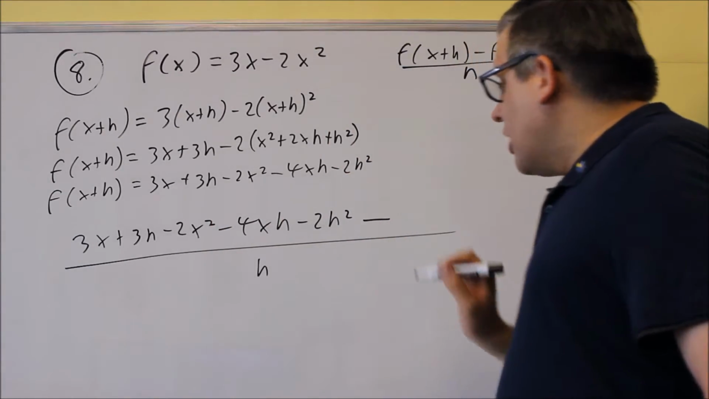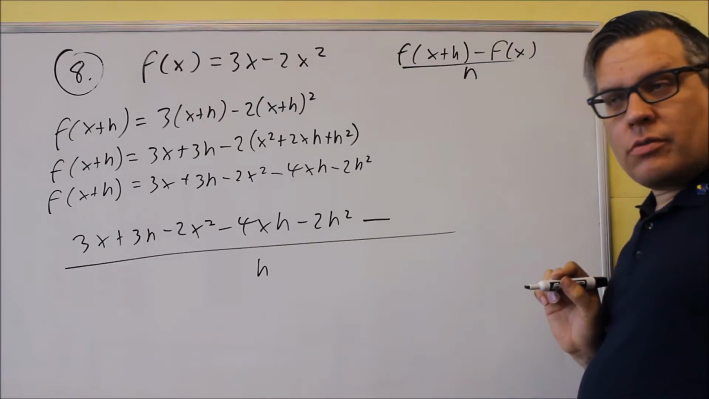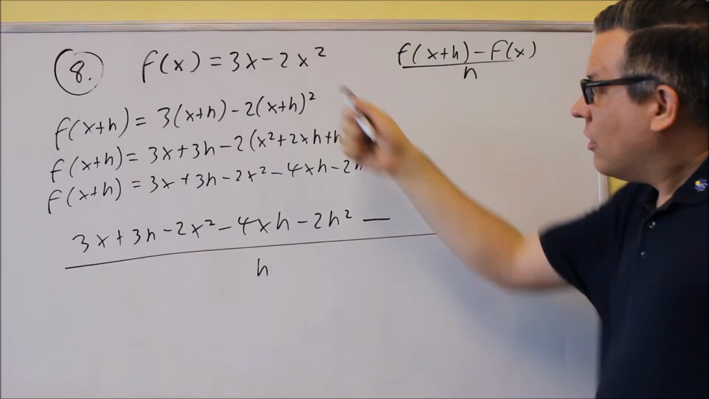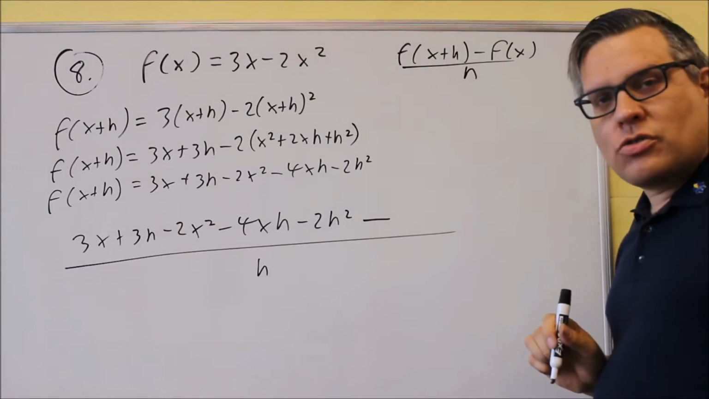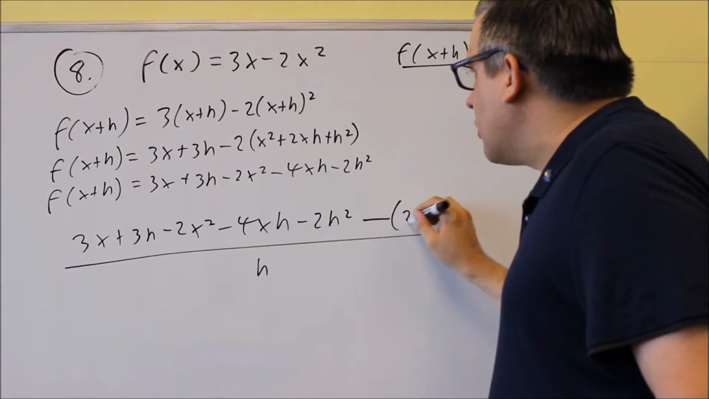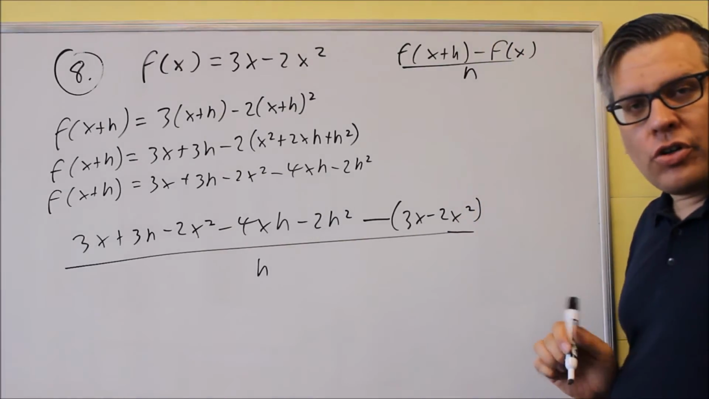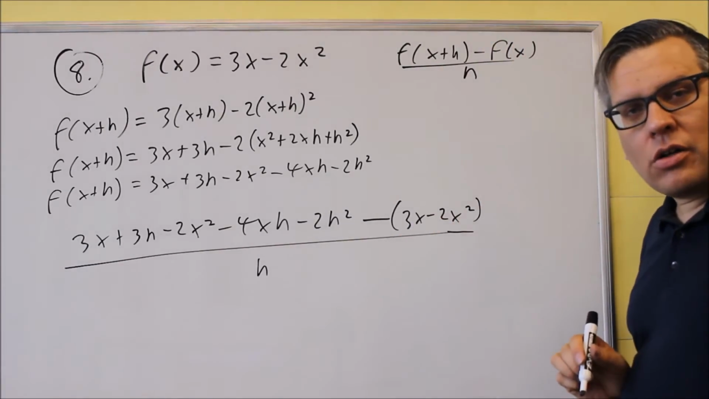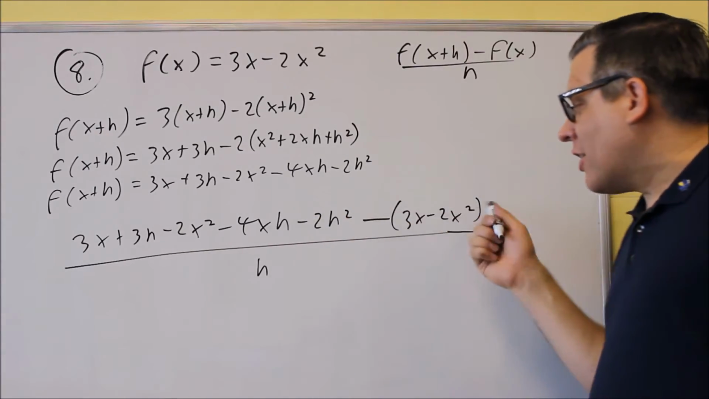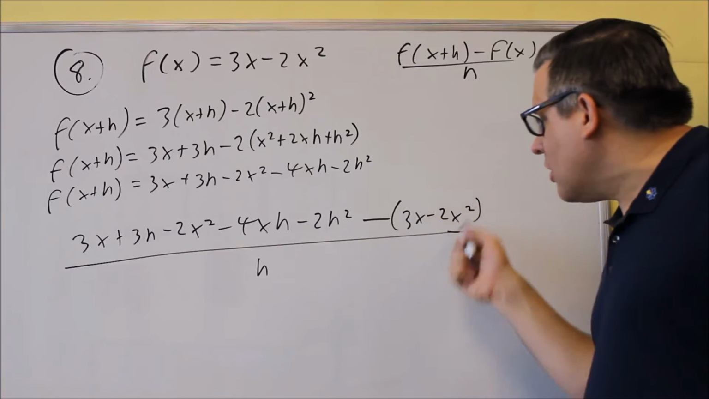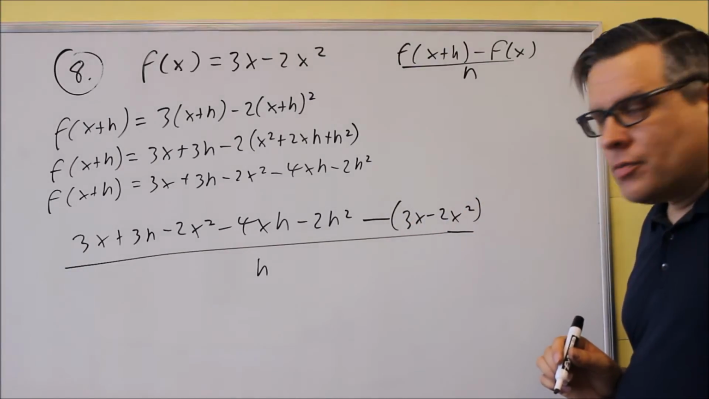I'm going to put a minus sign. The minus sign is this part of the formula. And then I'm going to put in the expression for f of x, 3x minus 2x squared. So I'm going to put in parentheses 3x minus 2x squared. Now that's very important that we remember to put the parentheses in there, because you are subtracting the entire piece. That's what it means by subtracting f of x. You want to subtract the entire formula.